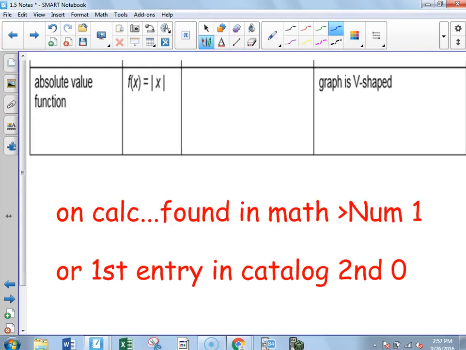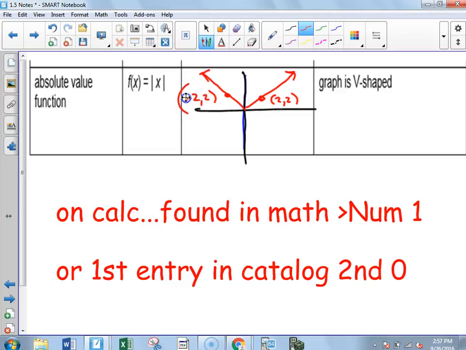Absolute value. What does that look like? Yeah, it is a V. I was trying to do those in black and the graph in color, but I'm not doing a very good job. What are some points on that? 1, 1, 2, 2. Yes, -2, 2. Okay. It is V-shaped.